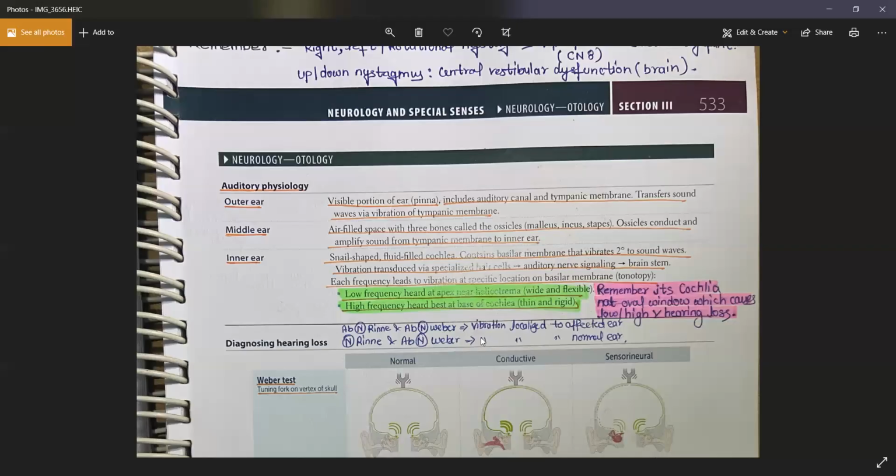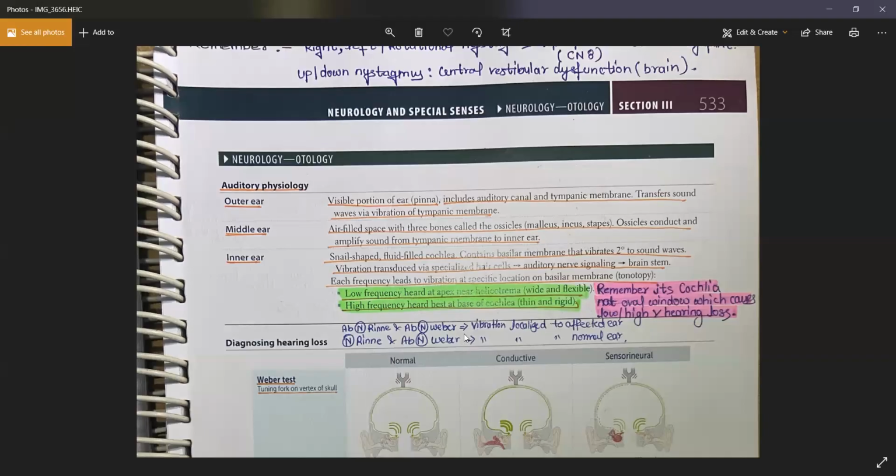Now, you must know that on the apex of the cochlea you have low frequency sounds, and on the base you have high frequency sounds. So whenever the base of the cochlea gets damaged, you cannot hear high frequency sound. And whenever the apex of my cochlea is damaged, which is near the helicotrema, you will have a loss of low frequency sound hearing. Is that okay?